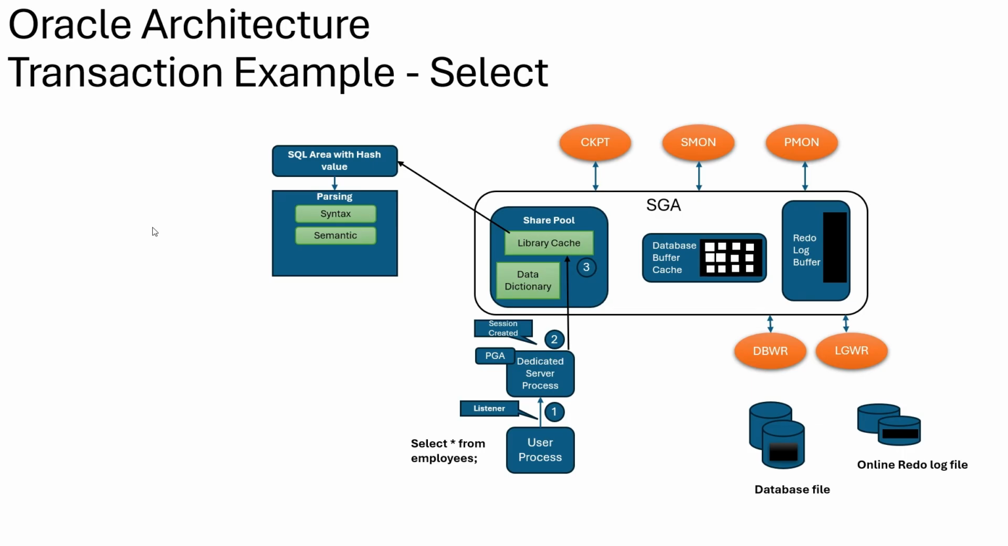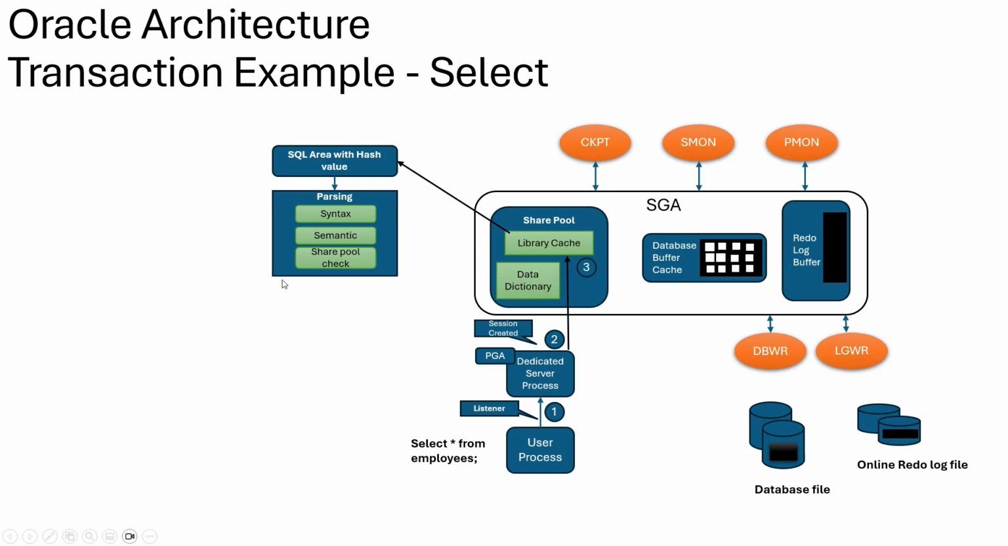If it is a success and the semantic check is also done, then it goes to the shared pool check. In the shared pool check, you will have all the hash values which were created initially.